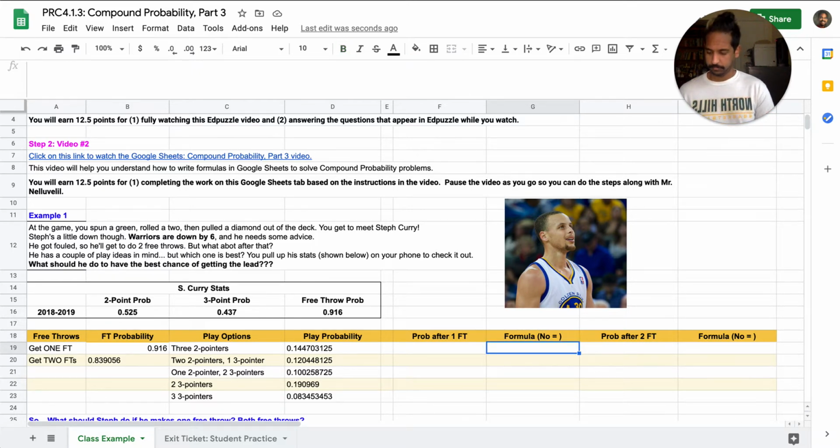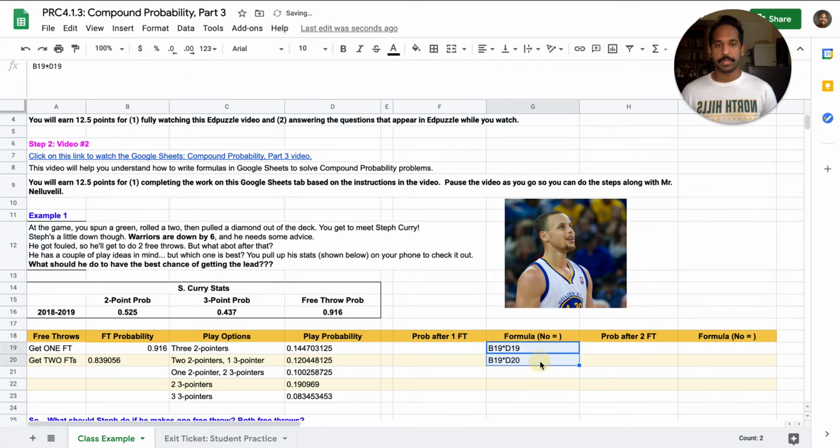Here, I know that I want probability after one free throw, right? And so if I want it after one free throw, I want this cell. So that's B19 multiplied by this cell, right? Because this cell tells us the probability of this play. So we're going to do B19 times D19.